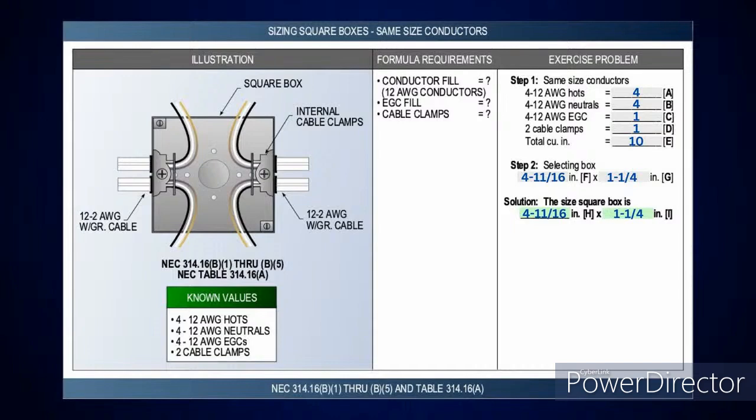Now, I've got 4 number 12 ungrounded phase conductors. I got 4 number 12 grounded neutral conductors, and I have 4 number 12 equipment grounds, and I have 2 cable clamps. Now, there is something I want to point out here.